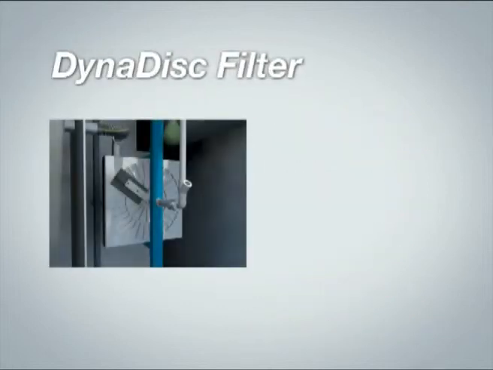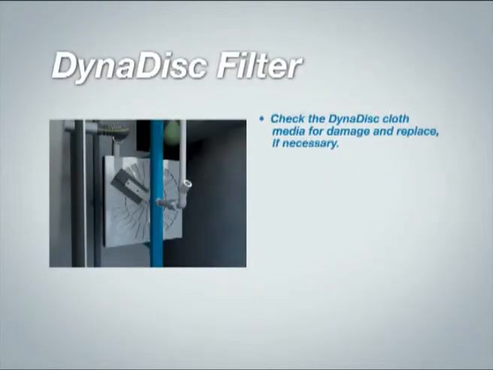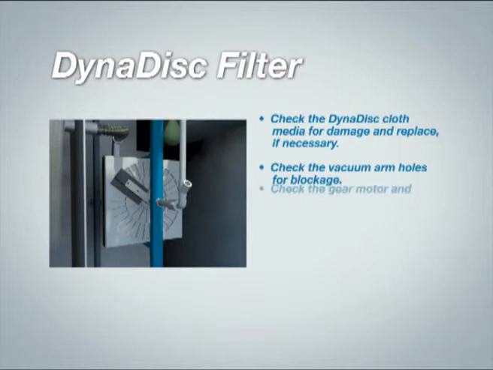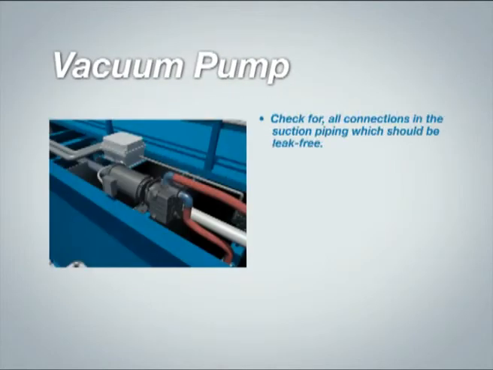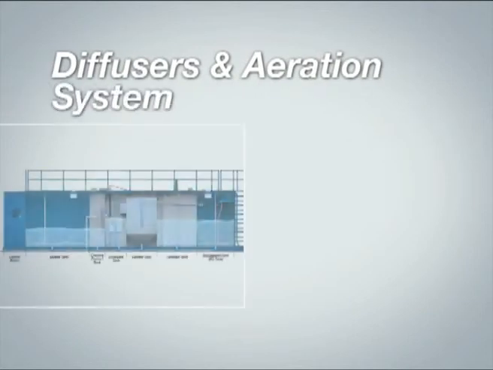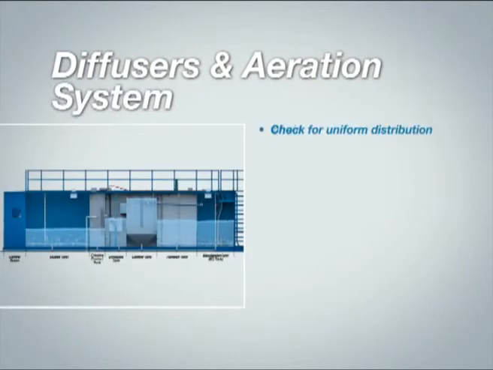Dynadisc filter. Check the Dynadisc cloth media for damage and replace, if necessary. Check the vacuum arm holes for blockage. Check the gear motor and check for any abnormal sounds. Vacuum pump. Check for all connections in the suction piping, which should be leak-free. Check operation of the vacuum pump. Diffusers and aeration system. Check for uniform distribution of air. Check DO levels in aerated tanks.